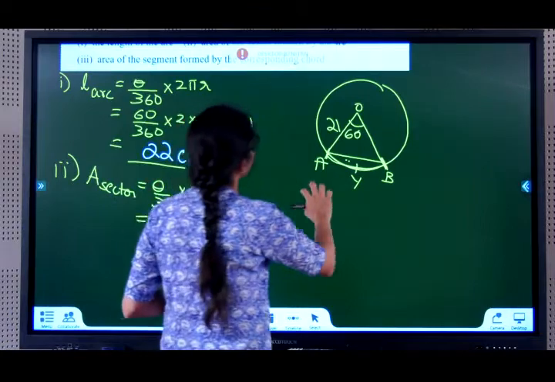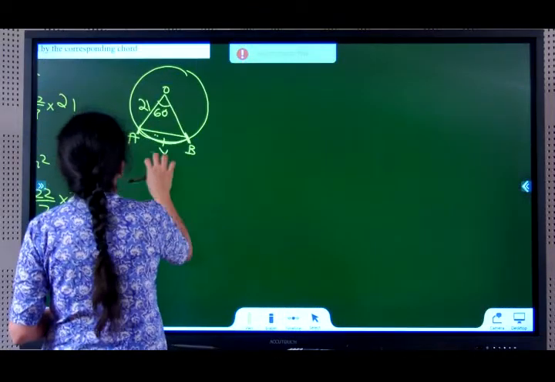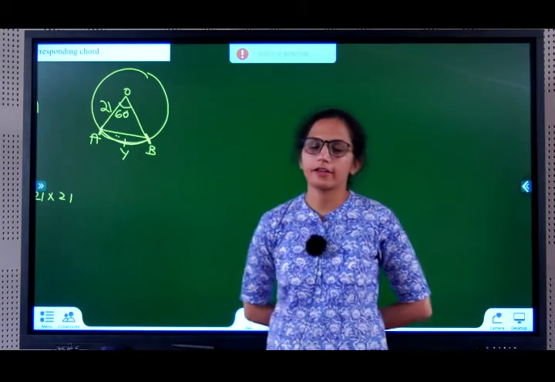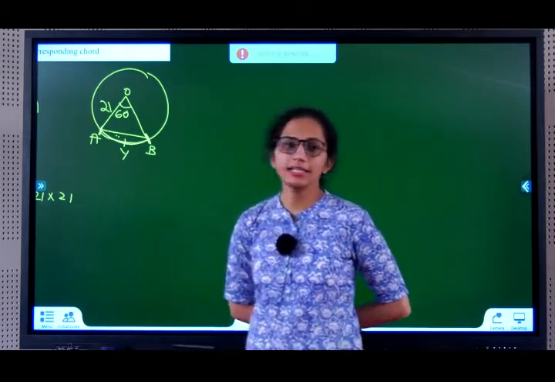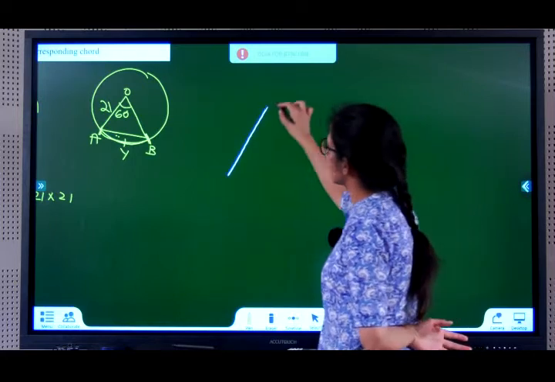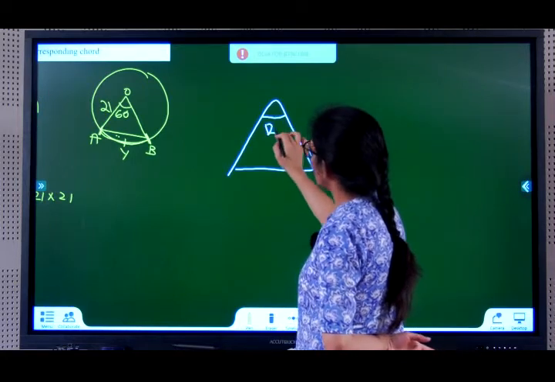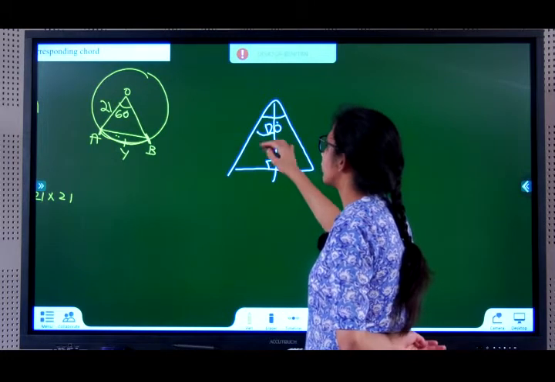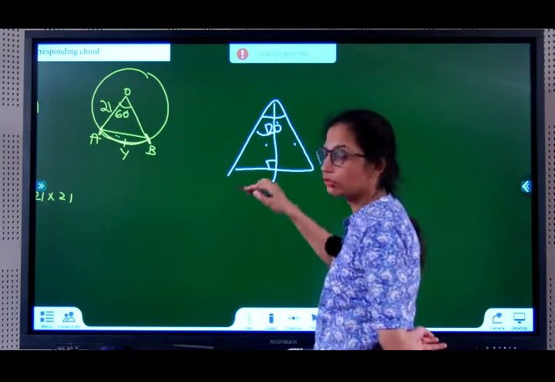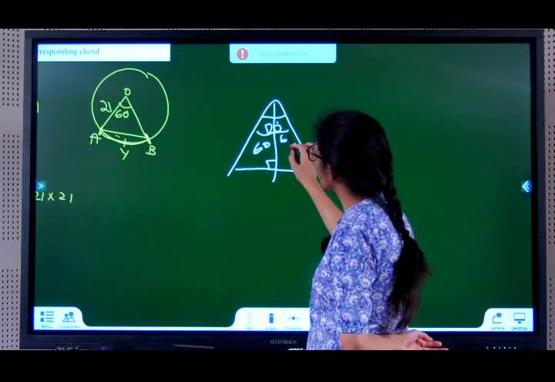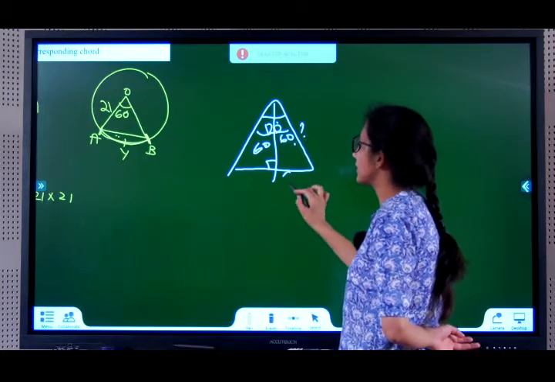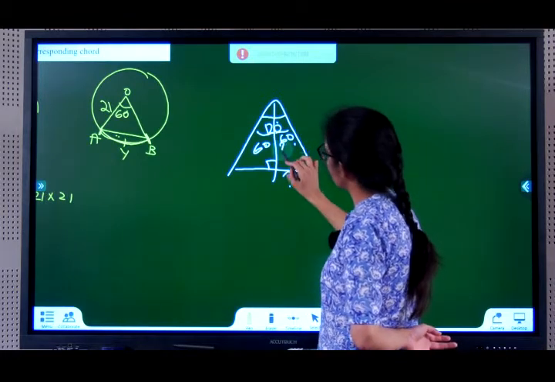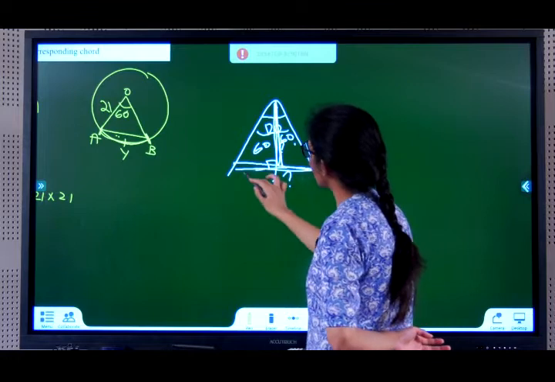Now let us go in for the area of the segment. How do you find the area of the segment? Area of sector minus area of triangle. Now when it was 120 degree, we learned how to find the area of the triangle. We took this 120 degree, we dropped a perpendicular, and we proved that this triangle is congruent to this triangle. So this is 60, this is 60. Then we used trigonometry to find this side and this side, not the radius. So this became the height and this became the base.